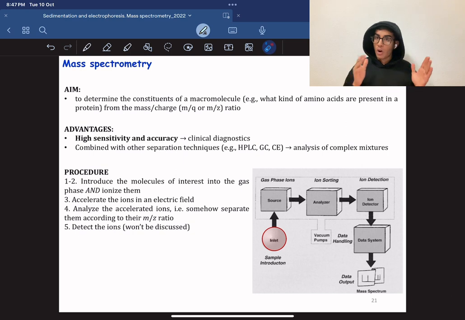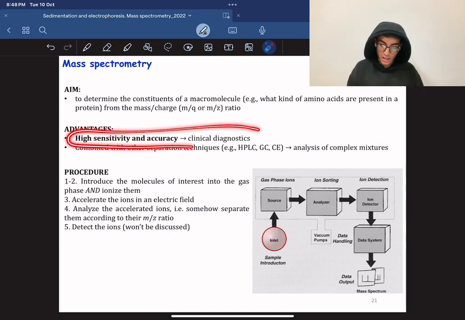This is the same as all these other experiments, also used to determine the constituents of a macromolecule or differentiate the macromolecule based on their mass and their charge. Over here in mass spectrometry, we differentiate them based on a ratio, that is the mass by charge ratio. That's how you usually separate out the material. So you can say mass spectrometry is used to separate out the macromolecules based on their charge to mass ratio.